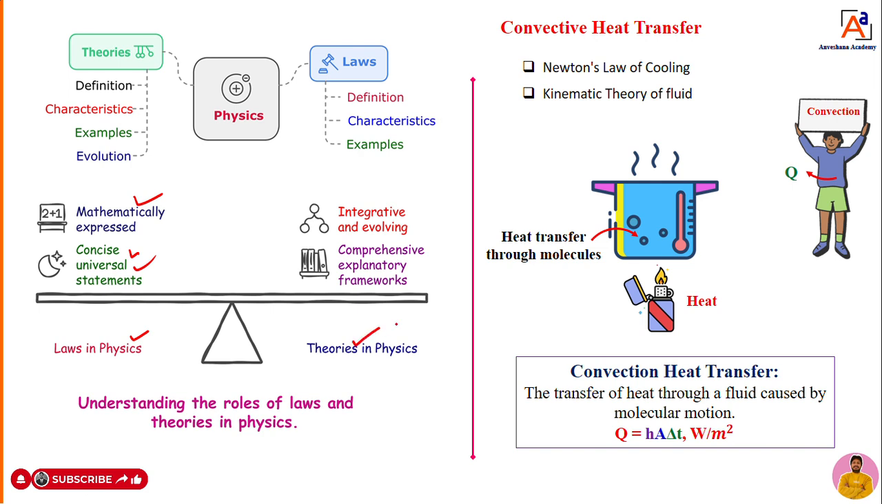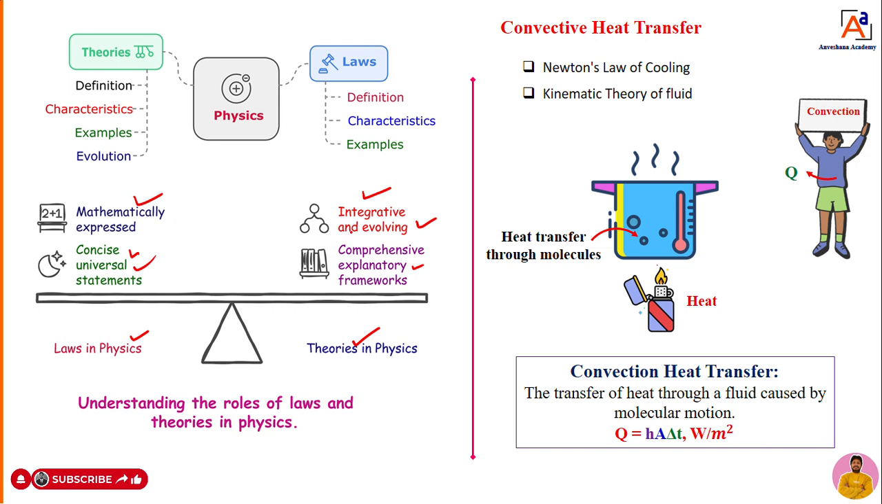Now, what is a theory? A theory is a comprehensive explanatory framework. Whenever we give some theory, it gives a comprehensive description of an event, why it is happening. And it is integrative and evolving. A theory can be modified based upon our research with proper evidence. That is possible in theory, but modification is not at all possible in laws.